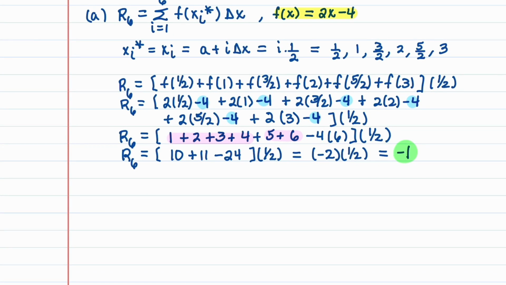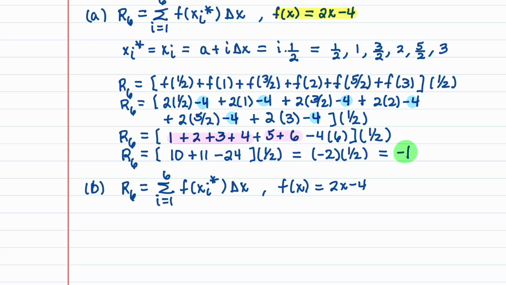Let's now do the same type of calculation, but now we are going to use left endpoints. Our formula is going to be the same. We have r sub 6 is equal to the sum i equals 1 to 6, f of x sub i star, delta x, and our f of x is again 2x minus 4. Now what's changing is our x sub i star.